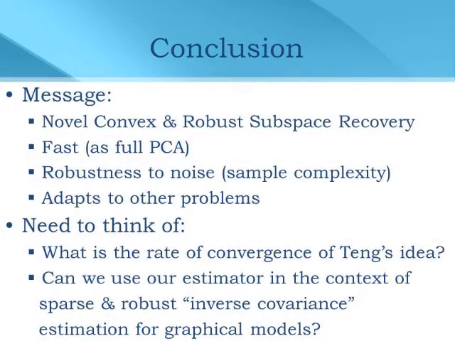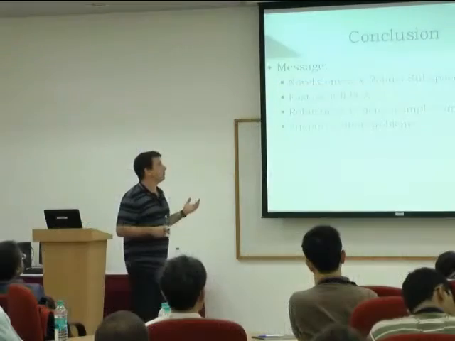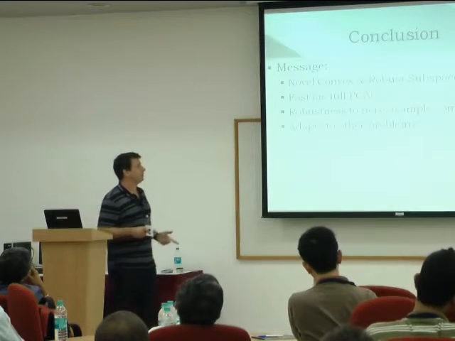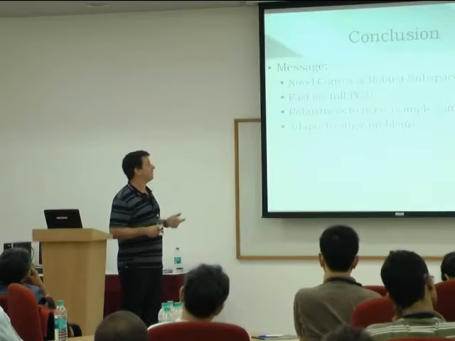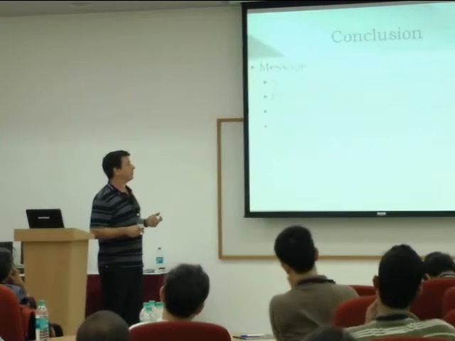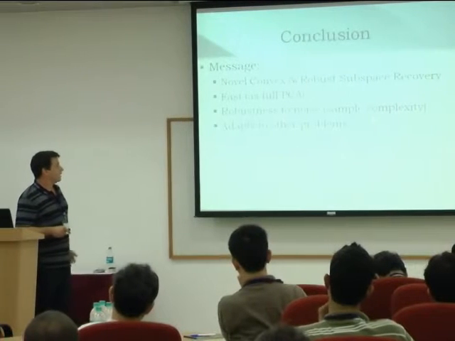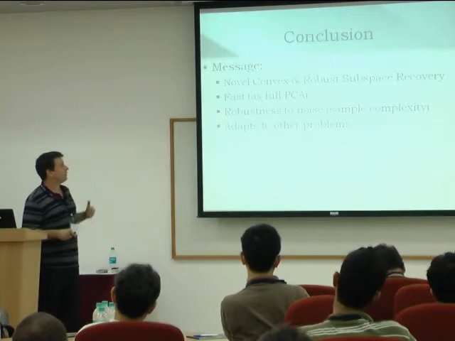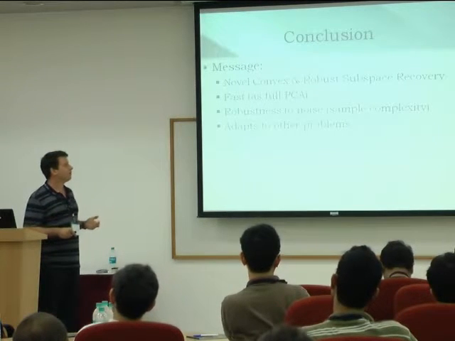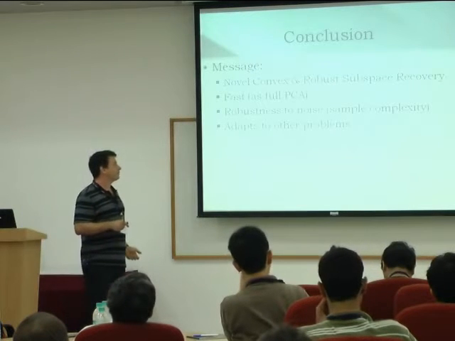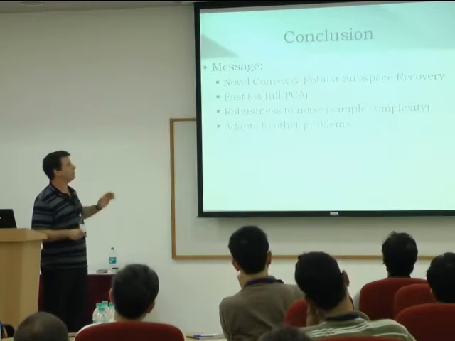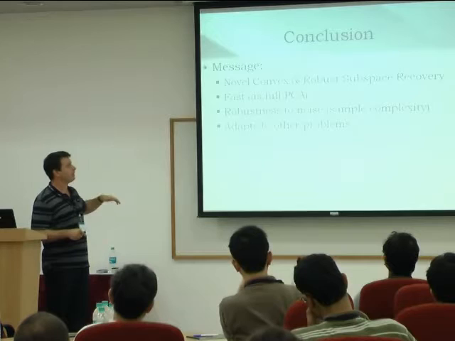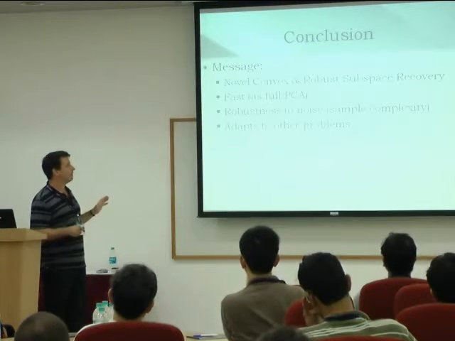The conclusion is that I presented to you a robust algorithm for subspace recovery, and it has the three properties that PCA has: it's convex, it's fast, and it has some nice robustness to noise. What might also be attractive is that it's adaptive to many other problems. For example, Amit Singer, from Princeton, who works on cryo-EM, told me that he could take this formulation, change the L2 minimization that he had there to L1 minimization with this convex relaxation, and it works in parallel.